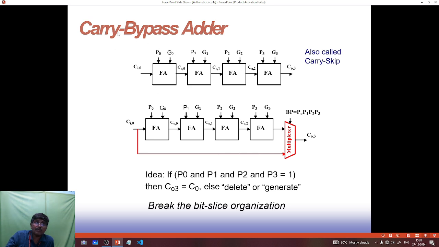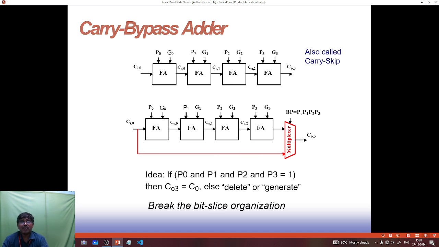But the topic is the carry bypass adder. When the propagate signals P0, P1, P2, P3 are all 1, what happens? The input will be directly connected to the multiplexer. When it is 0, it selects the 3 full adders. When it is 1, it is directly connected to the multiplexer. Finally we will get C03.